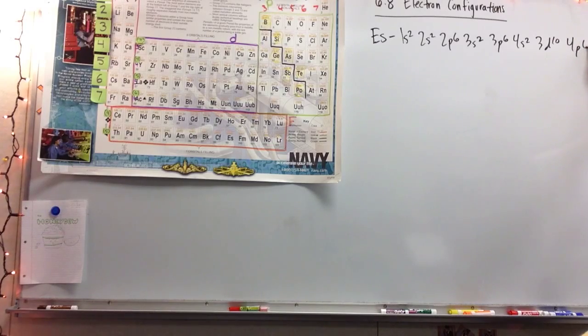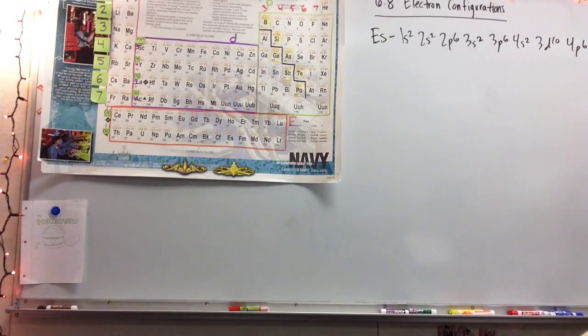4s2, 3d10, 4p6. 4p6, looking good. Let's go with Sabrina. After 4p6, 5p6, looking good. Let's go Vivian. After 5p6.